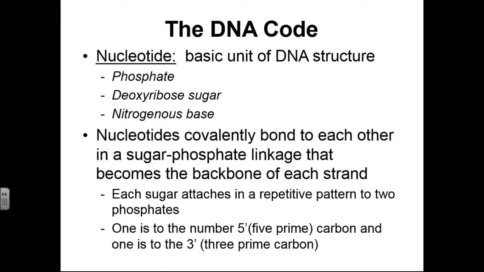One end of that sugar is going to be the 5' carbon end, and the other end is going to be the 3' carbon end. So when we talk about the orientation of DNA, we typically talk about it in terms of the numbering of the carbons of that deoxyribose or ribose sugar. So we'll have the 5' to 3' orientation.